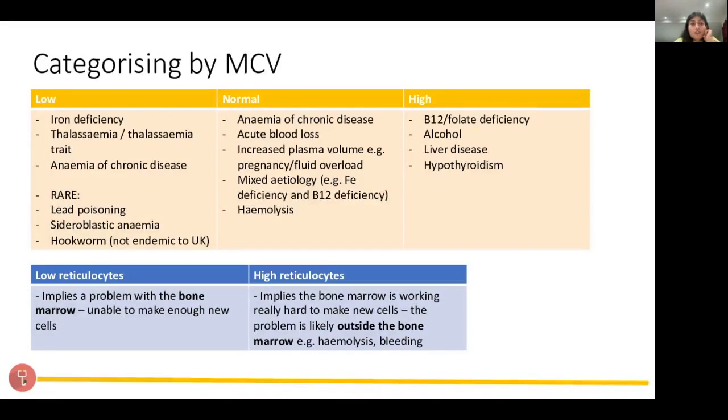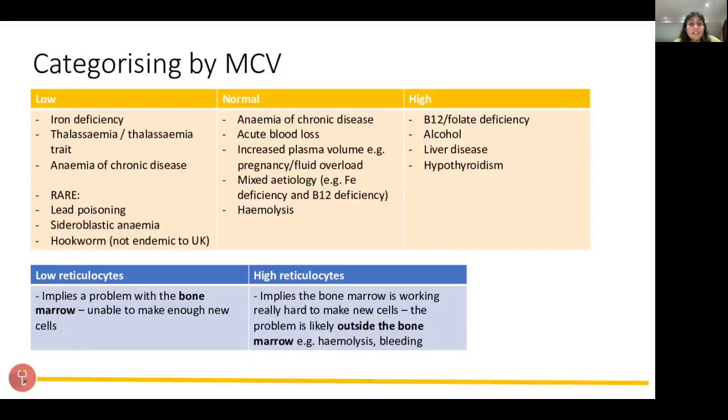Increased plasma volume. So if you're pregnant or you've got a lot of fluid overload, then your red blood cells will just get diluted, basically. That can cause a normocytic anemia. And then sometimes, if you've got a patient who's just deficient in all of their nutrients, and if they've got a low iron, which causes a low MCV, as well as a low B12, which tends to cause a high MCV, then those will sort of balance out and give you a normocytic anemia with a normal MCV. And then hemolysis as well.